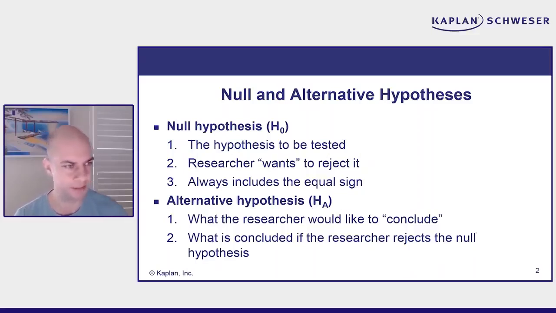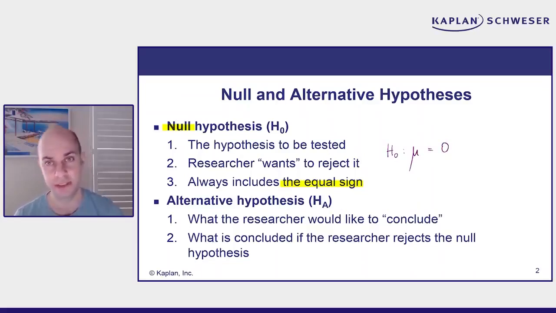So our null hypothesis, denoted as H0, will be the hypothesis that our researcher essentially wants to reject or wants to disprove. And the easiest ever way to spot the null hypothesis in a problem is that it must contain the equal sign. So an example of a null hypothesis could be H0: mu equals 0, right? We know that this is a null hypothesis because it contains the equal sign.